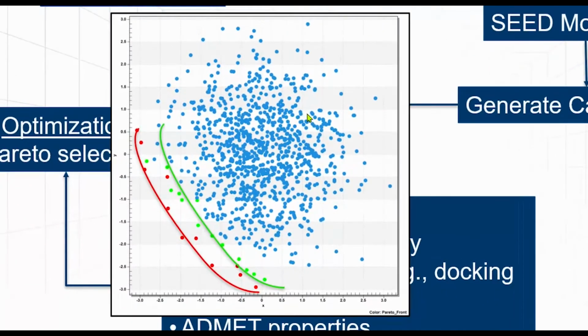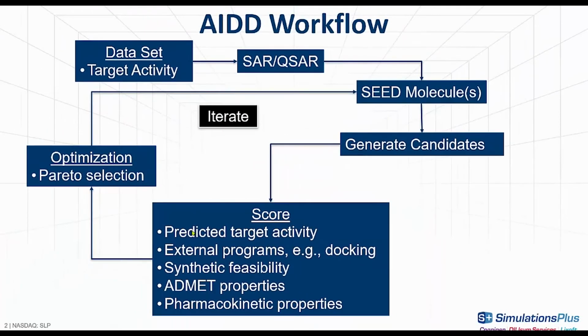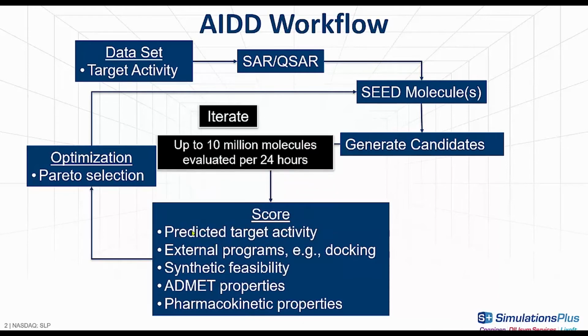This is an example of a Pareto front. So here we simply have two objectives that we're trying to optimize, X and Y, and the lower the value, the better. This red curve represents the compounds at the Pareto front, the first Pareto front. If you need to select more compounds, we would eliminate these and then perform the selection on the rest of the molecules. And this would be this green line here. Then we iterate. So we generate more seed molecules, score them, etc. The program is optimized so that it can generate up to 10 million molecules per 24 hours.